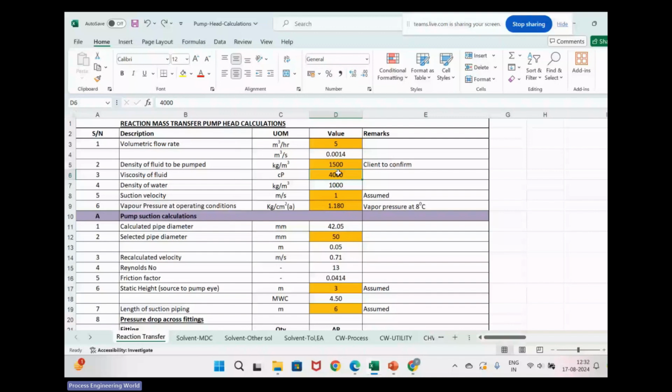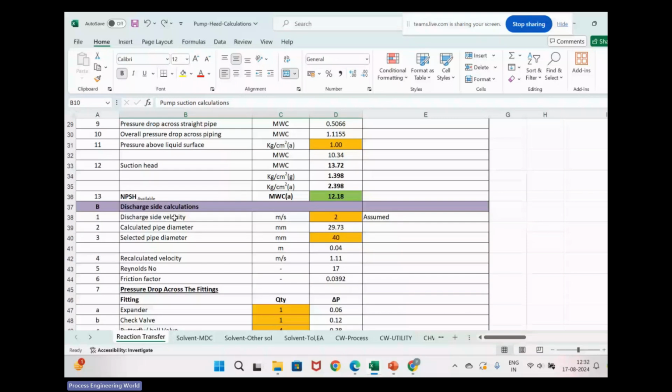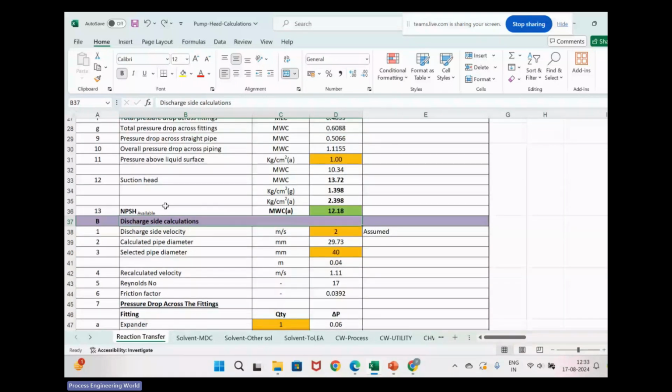So if you want to transfer a fluid from one place to another, why do you need viscosity? Because your fluid will be transferring from the suction side to the discharge side. So you need to do suction line sizing and discharge side sizing. In a pump, the calculation is divided into two parts: first, pump suction calculation, and second, pump discharge side calculation. On both sides you need to calculate pressure drop.